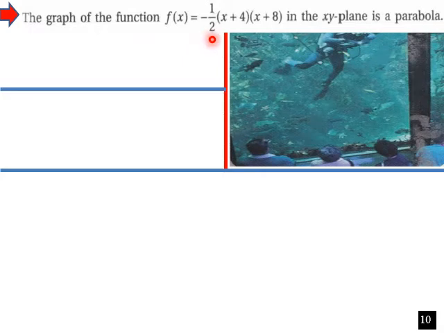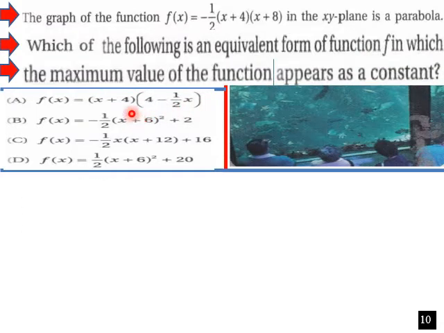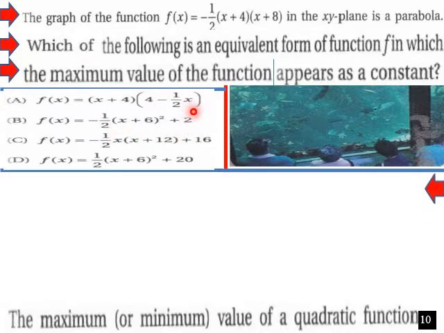The graph of the function f of x equals negative 1/2 times x plus 4, x plus 8 in the xy plane is a parabola. Which of the following is the equivalent form of the function f in which the maximum value of the function appears as a constant? So here are our choices, for a minimum value of this, which appears in this form here. Which one of these would reveal the minimum value as a constant?